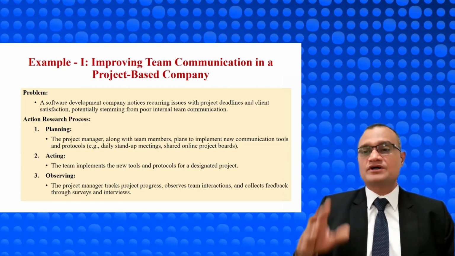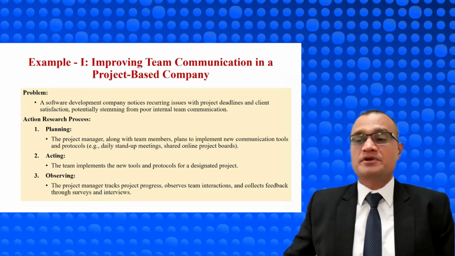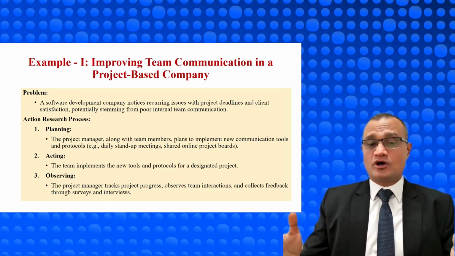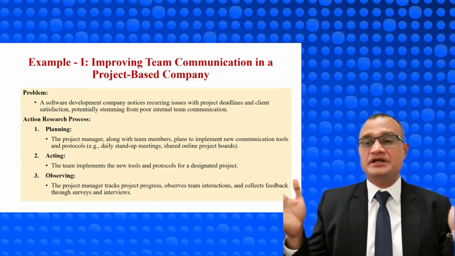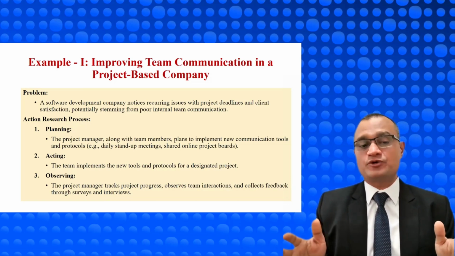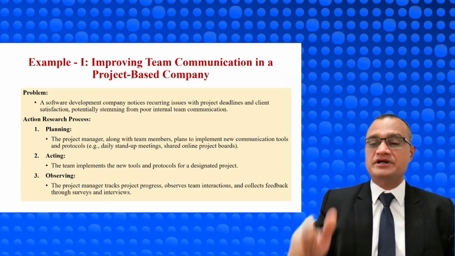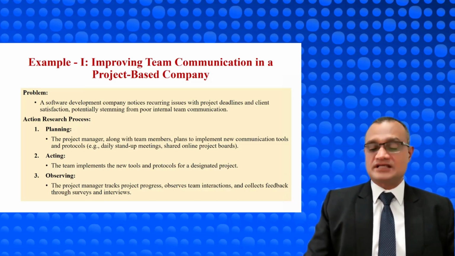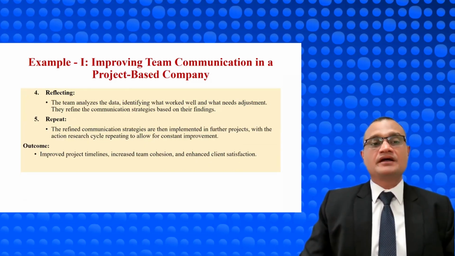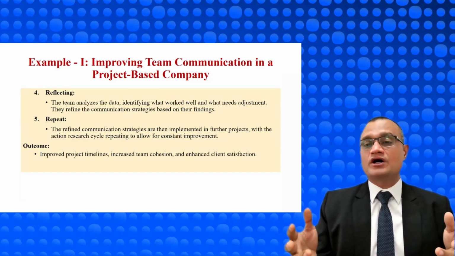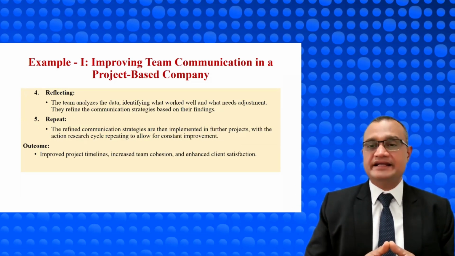In the action research process, you will first go for planning. The project manager, along with the team members, plans to implement new communication tools and protocols, such as daily stand-up meetings and shared online project boards. Number two, acting: the team implements the new tools and protocols for a designated project. Number three, observing: the project manager tracks project progress, observes team interactions, and collects feedback through surveys and interviews. Number four, reflecting: the team analyzes the data, identifying what works well and what needs adjustment. They refine the communication strategies based on their findings.